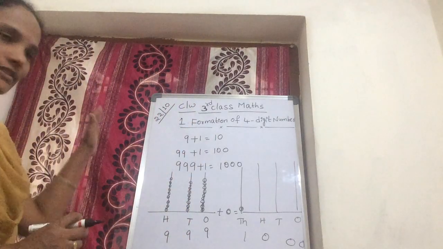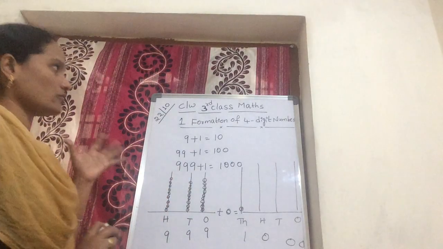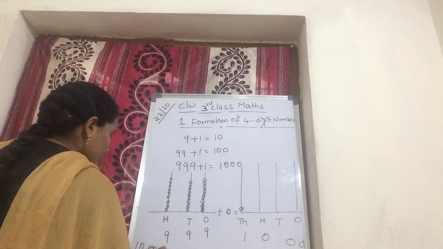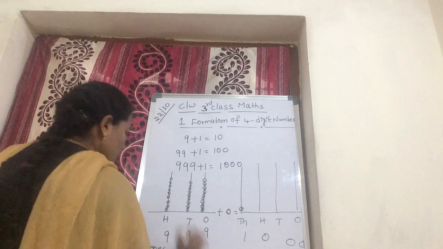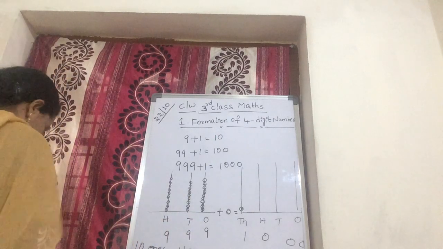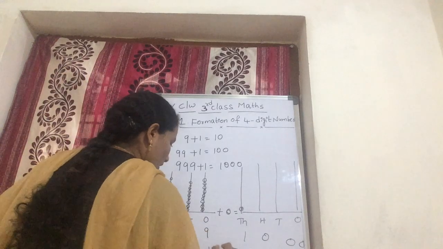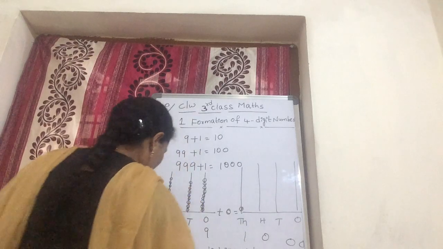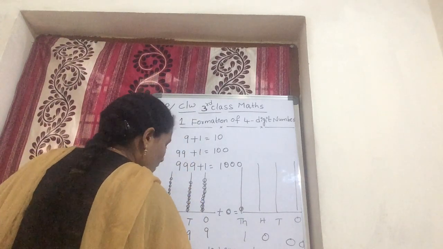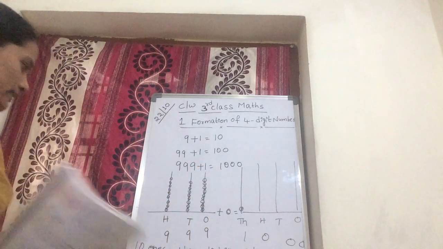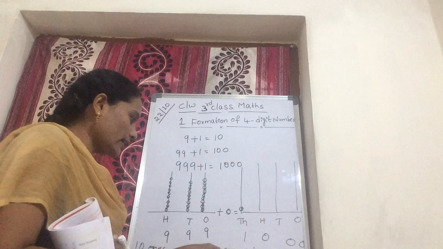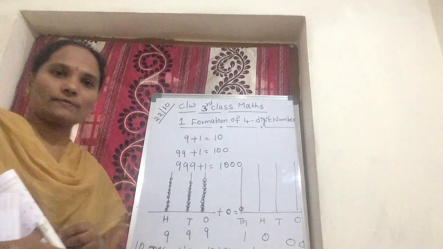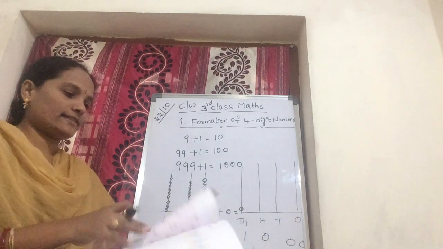Okay. This, don't write. First listen how to form four-digit numbers. For example, 10 ones is equal to 10, and again 10 tens is equal to 100. And 10 hundreds is equal to 1000. Okay, children? 10 ones is equal to 10. 10 tens is equal to 100. 10 hundreds is equal to 1000. Okay? Okay, children? Let's see now.